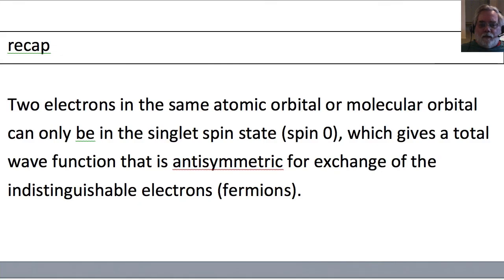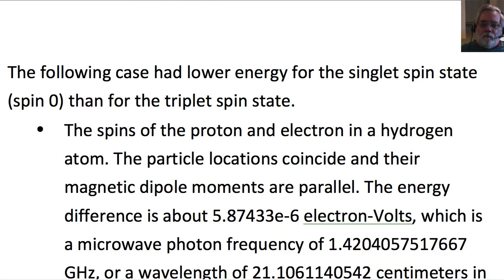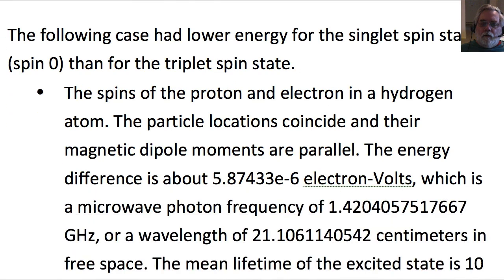Let's recap a little. Two electrons in the same atomic orbital or molecular orbital can only be in the singlet spin state, spin 0, which gives a total wave function that is antisymmetric for exchange of the indistinguishable electrons, which are fermions. The following case had lower energy for the singlet spin state, spin 0, than for the triplet spin state.